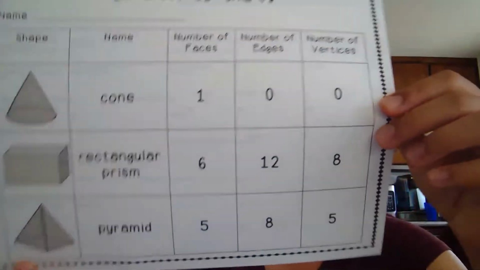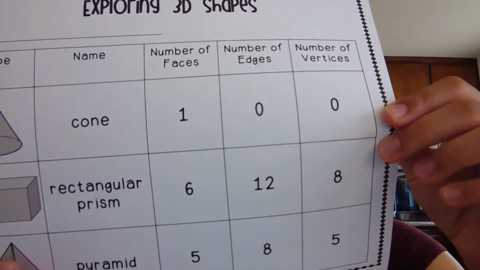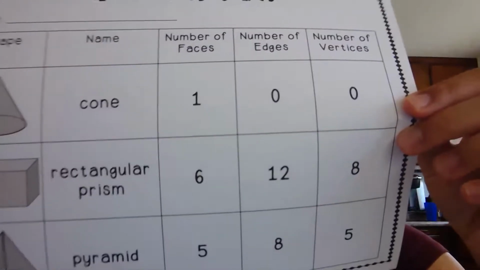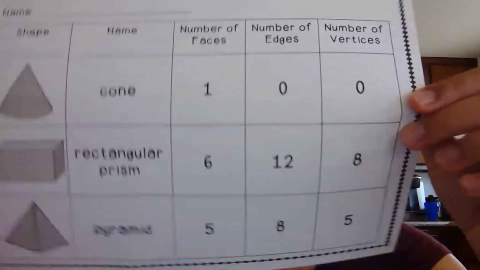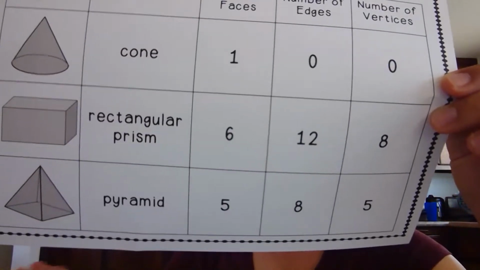A pyramid has 5 faces. So 1, 2, 3, 4, and then 5 at the bottom. 8 edges and 5 vertices where they all connect. Okay? Why do we want to recall that? So that their brains can think in categories.